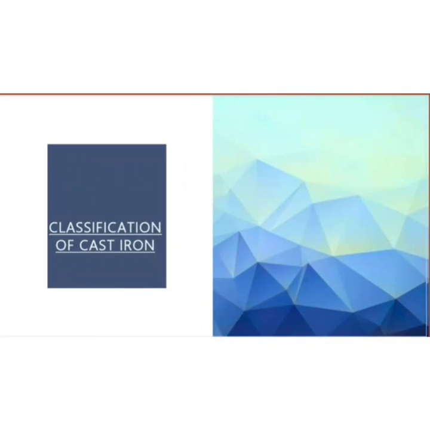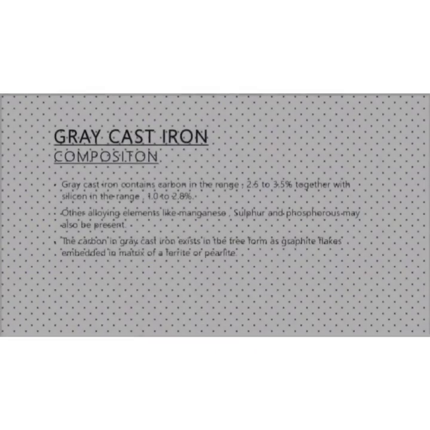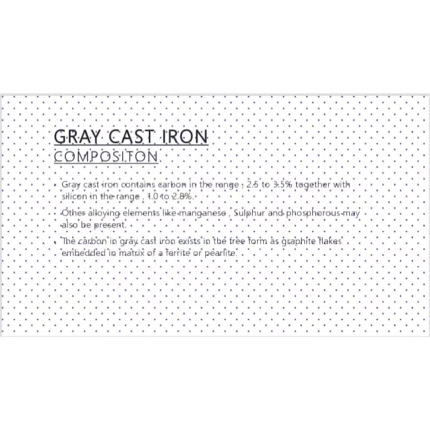Cast irons are classified depending upon the nature, shape, size, and distribution of carbon and the presence of other elements. One such classification is grey cast iron. Now coming to the composition of grey cast iron: it contains carbon and silicon, with carbon in the range of 2.5 to 3.5 percent and silicon in the range of 1 to 2.8 percent. There may also be elements like manganese, sulfur, and phosphorus.